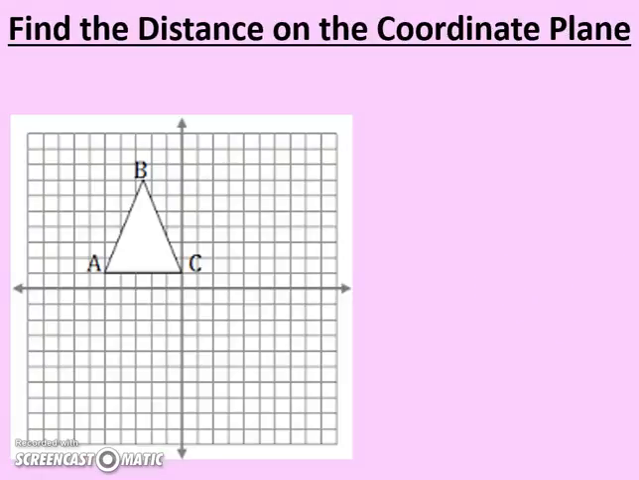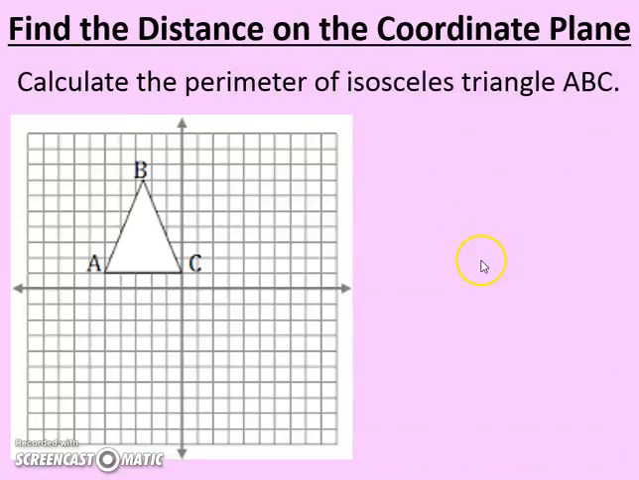Okay, let's do one more example, and we're going to look at finding distance on the coordinate plane. Again, you will see nothing about the Pythagorean theorem in the wording of this question. It just says, calculate the perimeter of isosceles triangle ABC. So we know that AB is equal to BC. It's isosceles. That means two sides are the same.